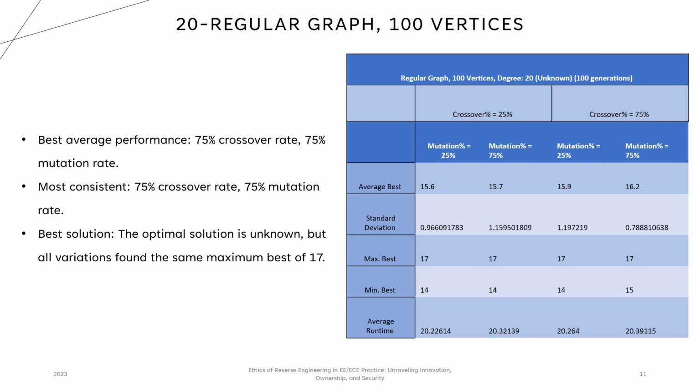Next, we'll talk about the performance on the 20 regular graph with 100 vertices. I ran algorithms on this graph for 100 generations, and the best performing one was, again, the 75% crossover rate, 75% mutation rate algorithm. It was also the most consistent, and the optimal solution for this graph is, again, unknown, but all variations were able to find the same maximum best of 17.